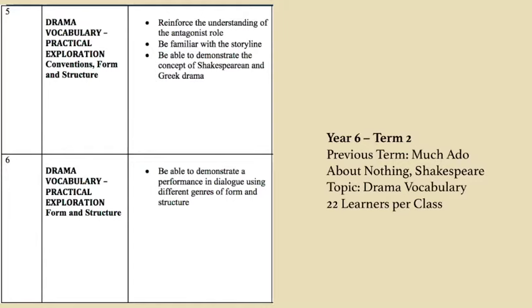In the 6th lesson, I've only got 1 learning objective, because the further we go into the term, the more recapping we're going to do. But I want to make sure that right now, at this point of the learning, they can demonstrate a performance in dialogue using different genres of form and structure. So when we've got the form and the structure, they're going to be trying to remember everything they've learned before. But really, what I'm assessing is that they can do this level as well.